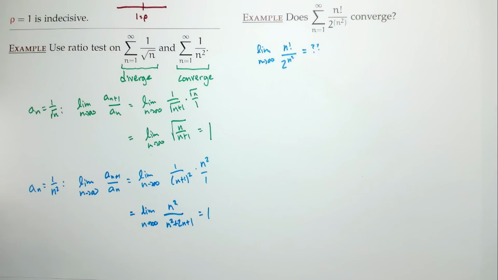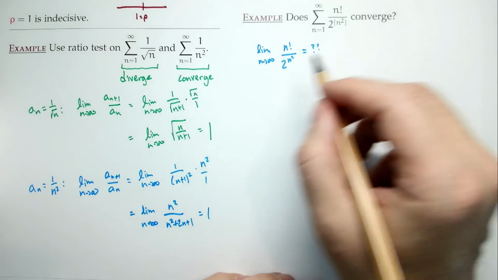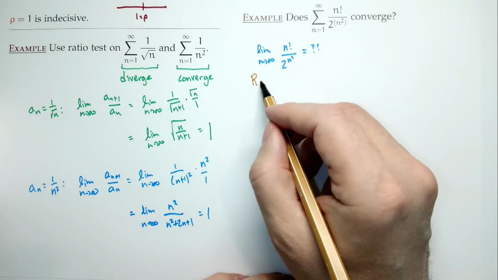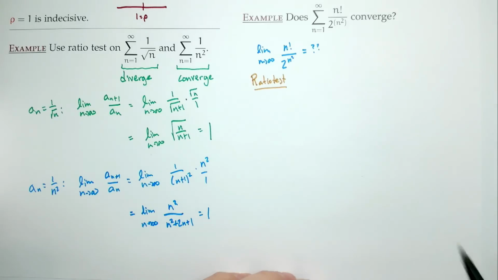But maybe we can make some progress with our new test. I mean, we've got a shiny new toy. We should use it. So let's pull out our new toy. We're going to apply the ratio test. And all right, good. We'll talk about why the ratio test is good for this in just a second.